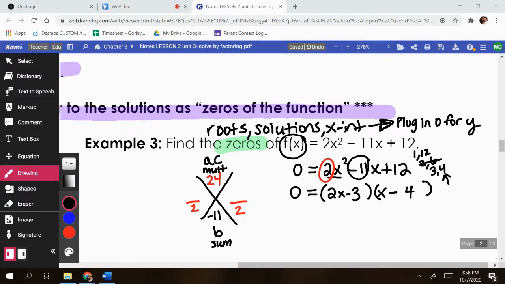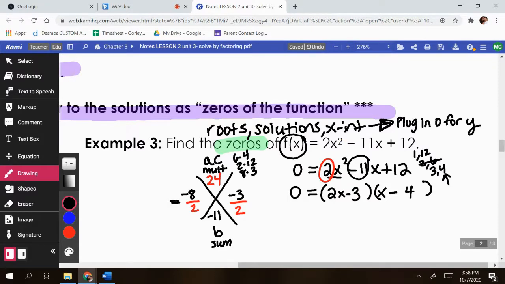What would multiply to give me 24 and sum to give me negative 11? Well, what are some things that multiply to give me 24? We could have 6 times 4, 2 times 12, 8 times 3. I think 8 times 3 would work. We would just have to make this negative 8 and negative 3, right? Negative 8 times negative 3 would be 24. But when you add those numbers together, you would get negative 11.